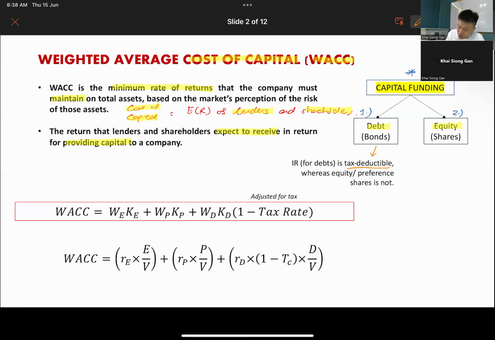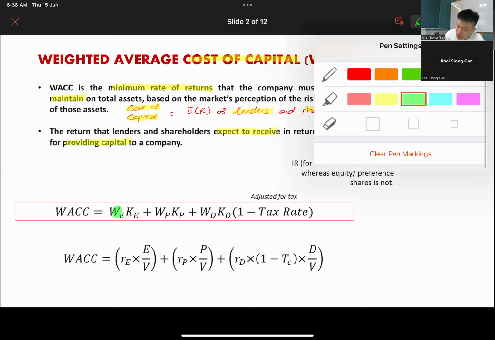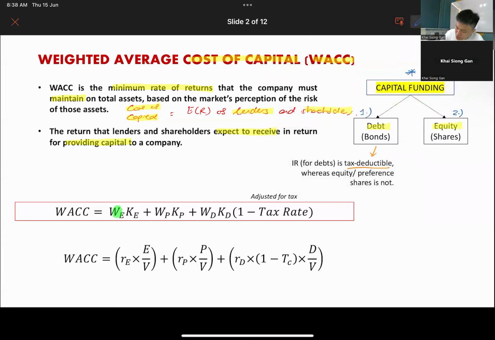So let's have a look into the WACC formula. This is the formula that we're going to use for today's class. The first one is the weightage of equity. When we talk about equity, we have two types of stock, if you still remember. The first one is preferred stock, which we learned about in tutorial 7, and the second one is common stock.